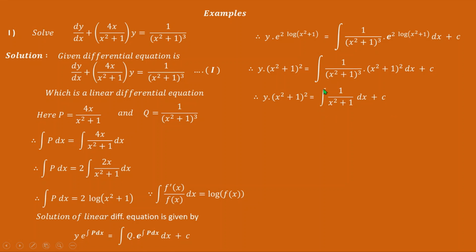Now use the formula here, integration 1 upon x square plus a square with respect to x. So we get y into (x square plus 1) bracket square equal to tan inverse x plus c. So this is the relation between x, y and constant. So this is the general solution of the given linear differential equation 1.